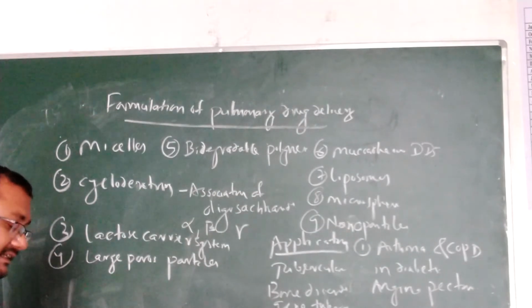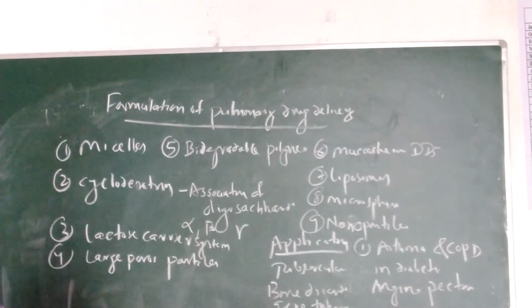And nowadays mostly this mucoadhesive is also used in the intranasal drug delivery system, and different types of chitosan, alginate, cellulose derivatives we are using as mucoadhesive material for this.